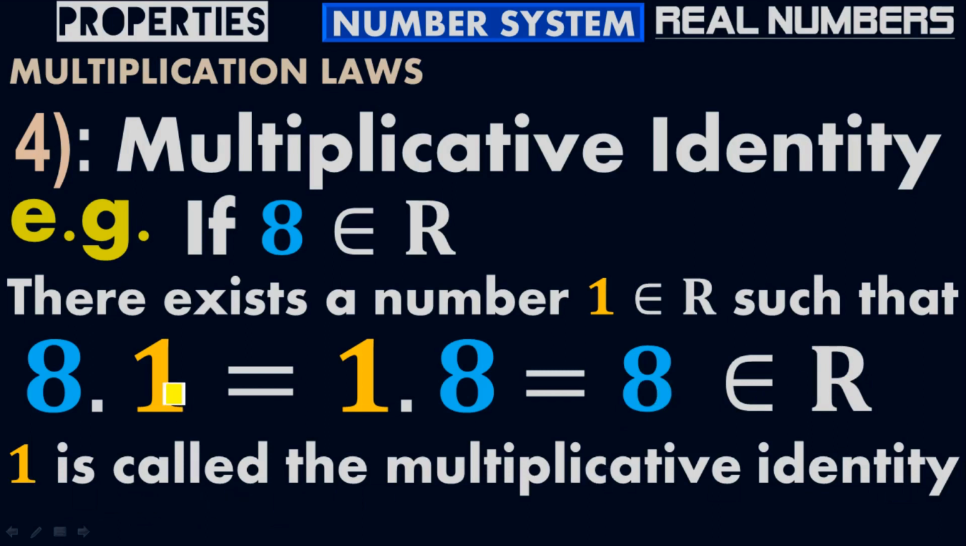1 is the only real number which does not affect 8. When you take its product, you will get the same value of a. That's why 1 is the only multiplicative identity.